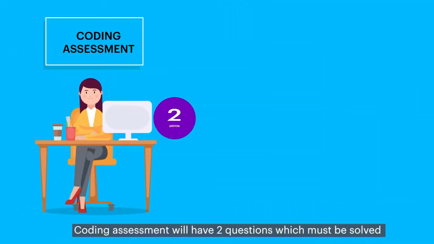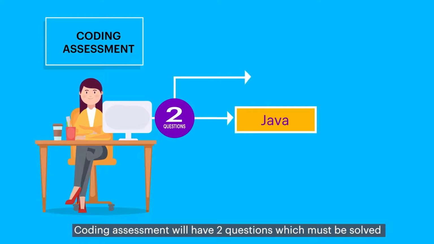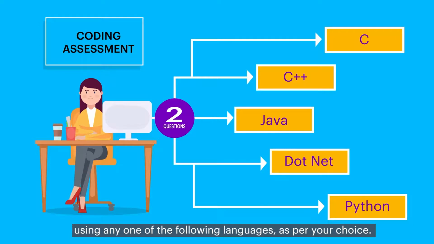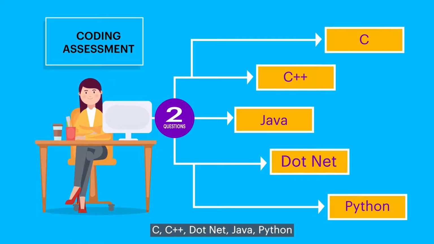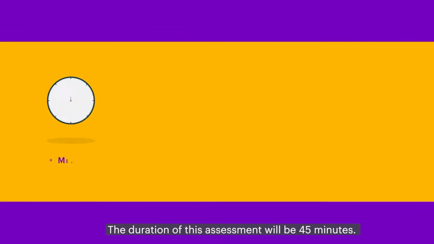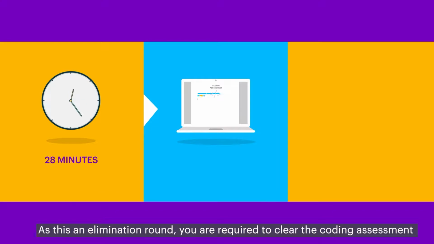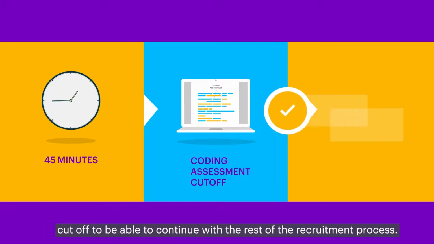Coding assessment will have 2 questions which must be solved using any one of the following languages as per your choice: C, C++, .NET, Java, Python. The duration of this assessment will be 45 minutes. As this is an elimination round, you are required to clear the coding assessment cutoff to be able to continue with the rest of the recruitment process.